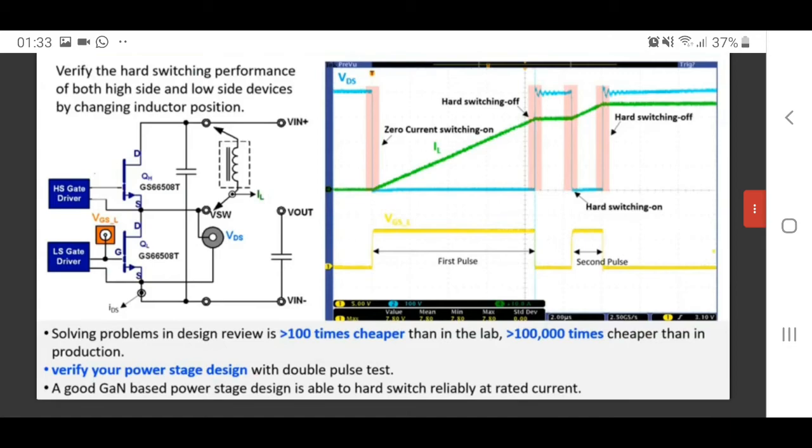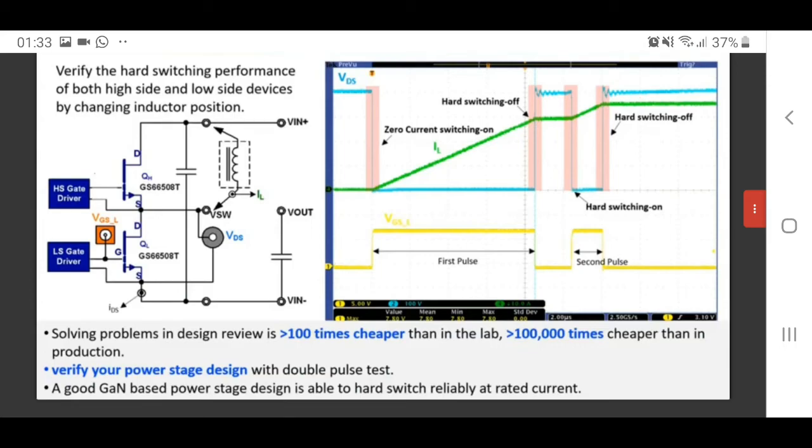Double pass test is the first test we suggest doing after the board comes back from the assembly house. It is very necessary to verify the switching performance of the power stage before we power up the system and run it continuously. Because if something goes wrong in the continuous operation, we have no idea whether the problem is caused by the layout, or by control, or by thermal.